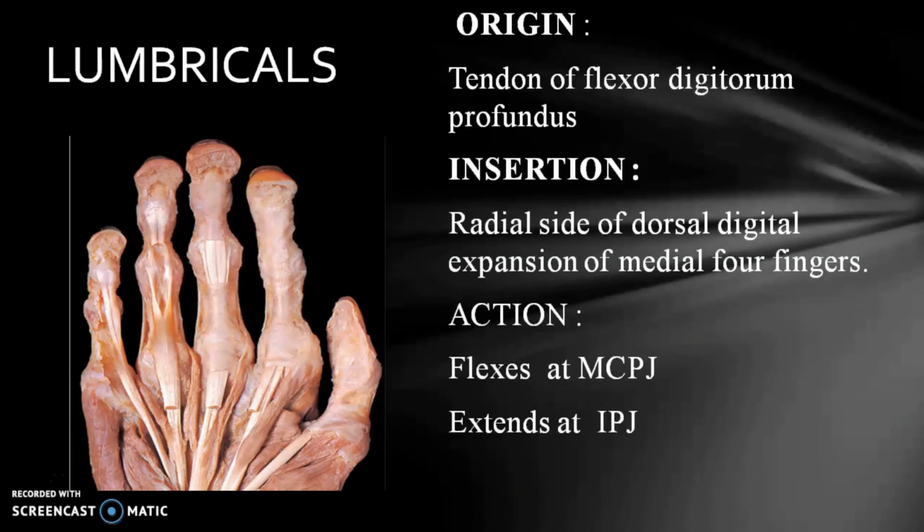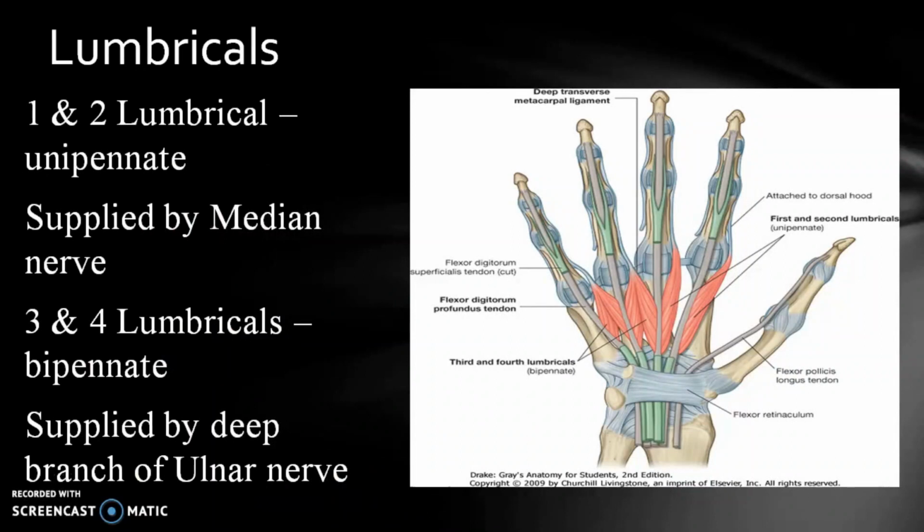In the metacarpophalangeal joint we have flexion, and in the interphalangeal joint we have extension. Now we will move on to other importance of lumbrical muscle. As I said before, first and second lumbricals are unipinnate in nature, so on one side only the fibers you can make out. Third and fourth lumbricals are bipinnate, and the nerve supply is also different. First and second lumbricals are supplied by the median nerve, and third and fourth are supplied by the ulnar nerve.